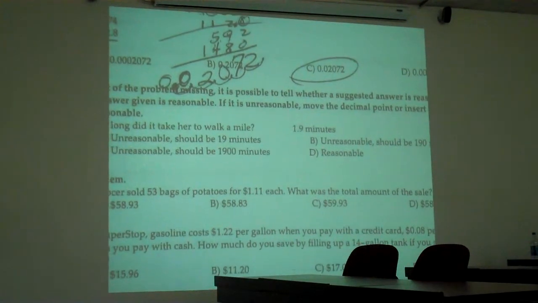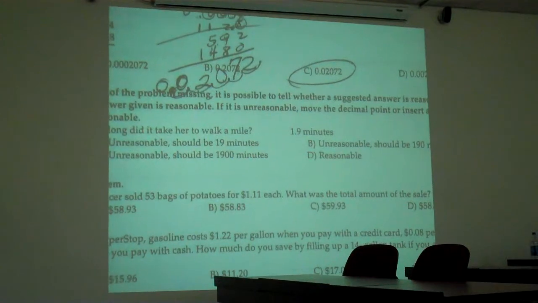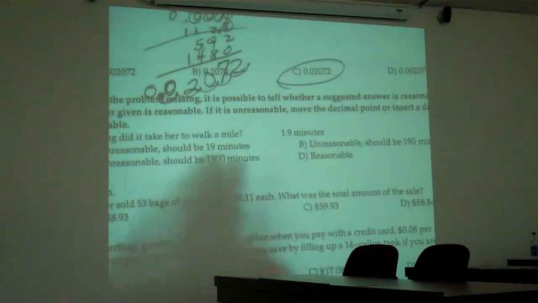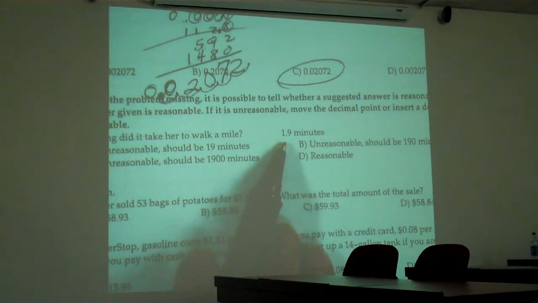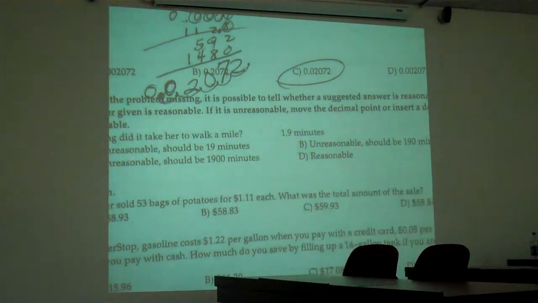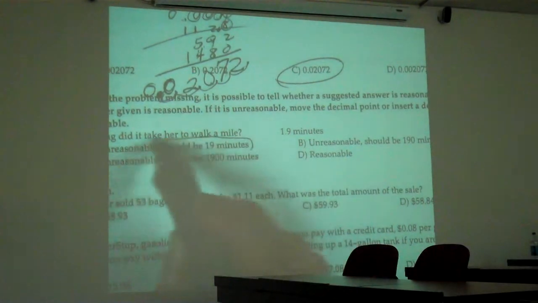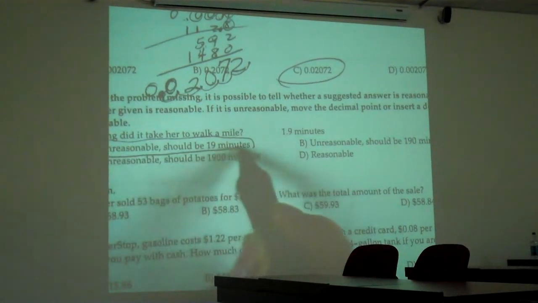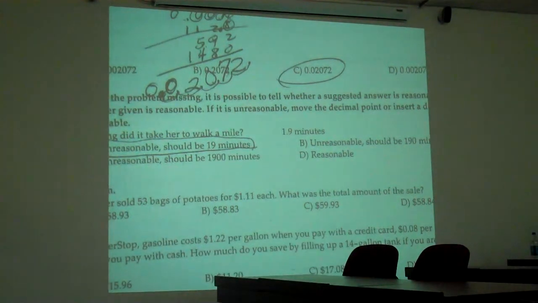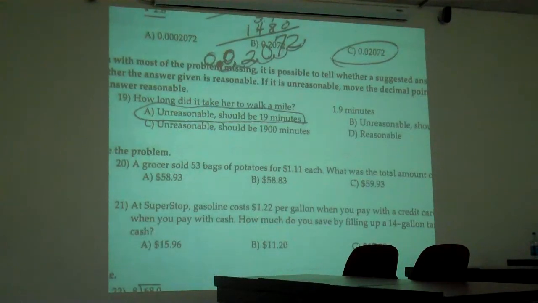How long does it take someone to walk a mile? What's reasonable? 1.9 minutes? No, it's not reasonable. So what would be reasonable? 19? 190? So it'd be 19 minutes? It'd take me longer than that, but most people could do it in 19. I just got short legs.